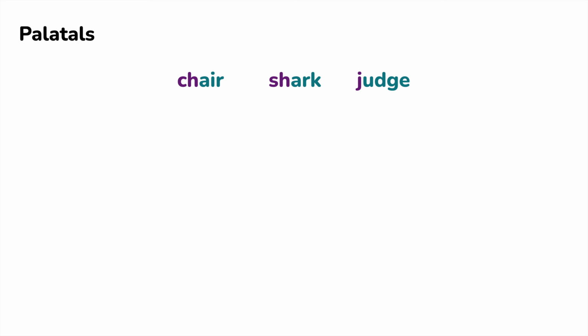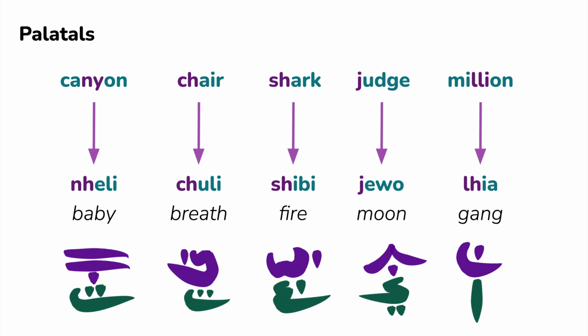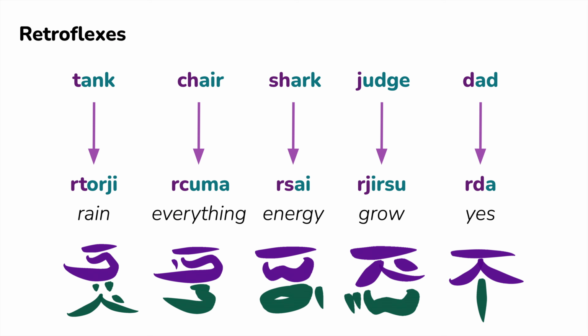Dorini has a few sets of sounds that are tricky for foreigners to pronounce. The palatal sounds of Dorini are pronounced like English CH, SH, and J, except more forward in the mouth. Not chuli, shibi, and jewo, but chuli, shibi, jewo. There are also two more palatal sounds, which sound like the middle of canyon and million in English: nyeli, yeah. The retroflex sounds of Dorini are like English T, D, CH, SH, and J, but farther back in the mouth. Not toji, chuma, shai, jeshu, and da, but roji, joma, shai, jeshu, da.